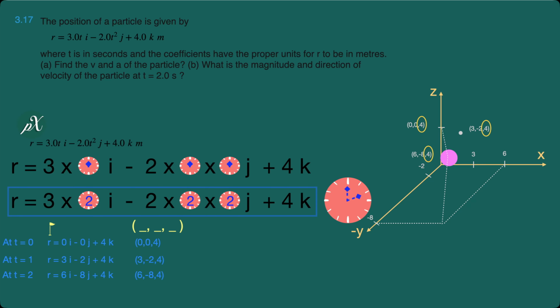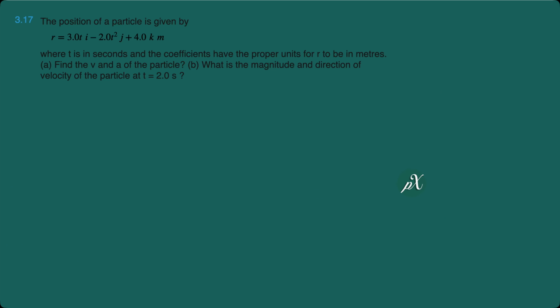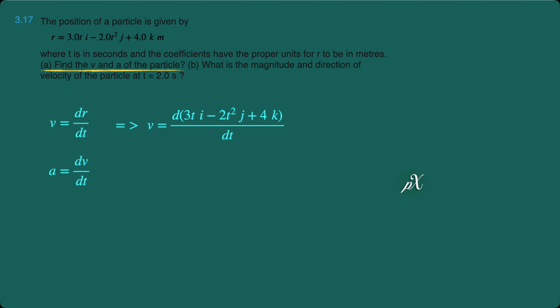Now let's move to part A. We need to find the velocity and acceleration of the particle. We know that velocity is the time derivative of the position vector. That is, v equals dr/dt. And acceleration is the time derivative of velocity. That is, a equals dv/dt. Therefore, velocity equals differentiation of 3t i minus 2t squared j plus 4k with respect to time, which is equal to 3i minus 4t j plus 0k.